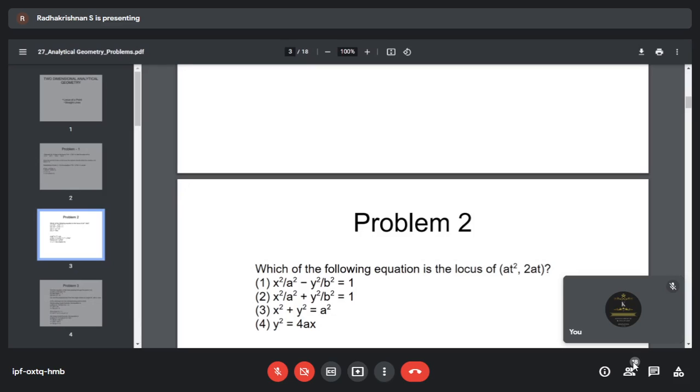So we can do it in two ways. We have to verify which equation will satisfy this condition where x equal to at squared and y equal to 2at. Or, given that x equal to at squared and y equal to 2at, you can derive the relation between x and y. So there are two ways of doing this. Who has done it, and which method did you use?